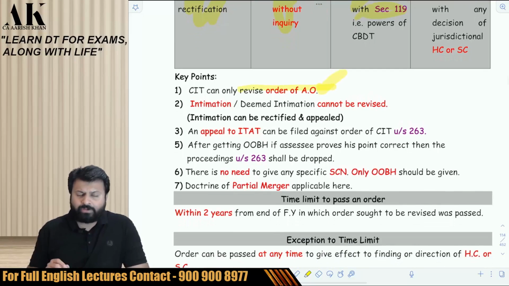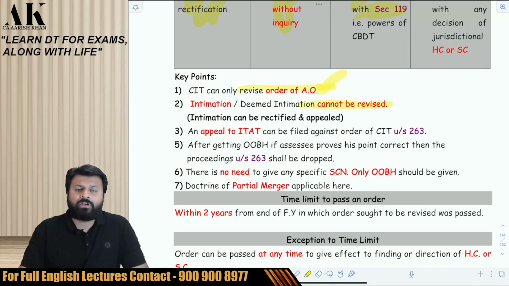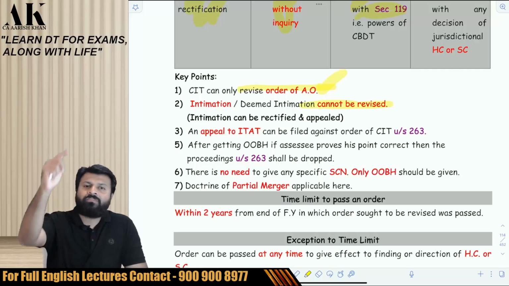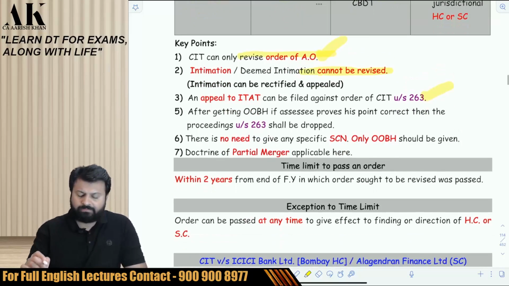CIT can only revise the order of AO, he cannot revise the intimation or deemed intimation. Intimation or deemed intimation can either be rectified under 154 or it can be appealed to CIT appeal. It cannot be revised under 263. Next, if you are not satisfied with the order of CIT under 263, you are aggrieved, you can go and file an appeal to ITAT.